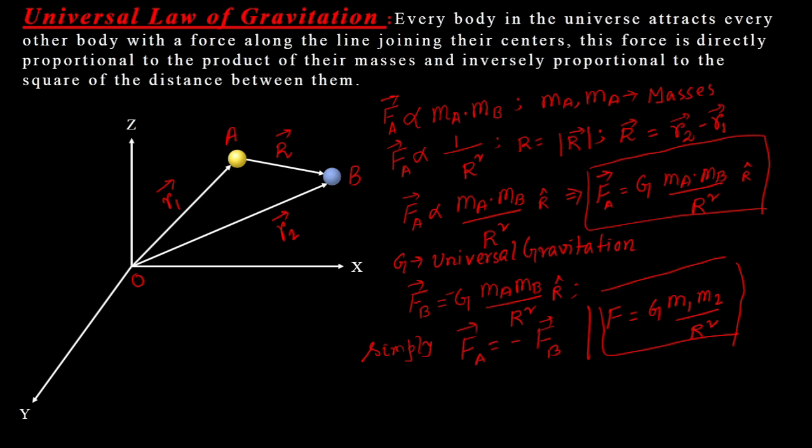Now let us discuss the universal gravitational constant. What is it? We get this constant as a consequence of Newton's law of gravitation, and its value is 6.67 times 10 to the power minus 11 Newton meter square kg to the power minus 2. This is the value of the universal gravitational constant.